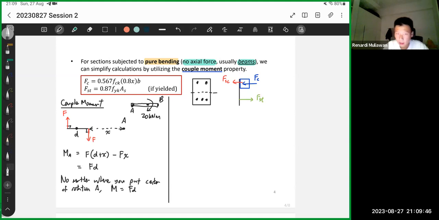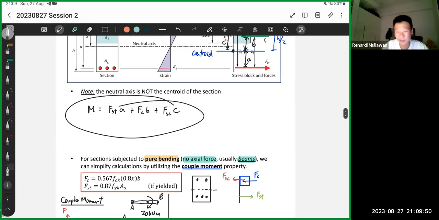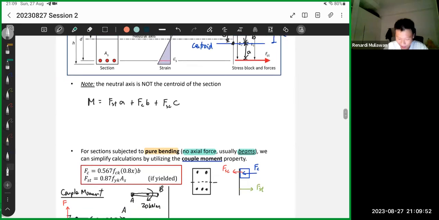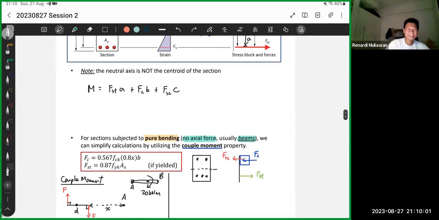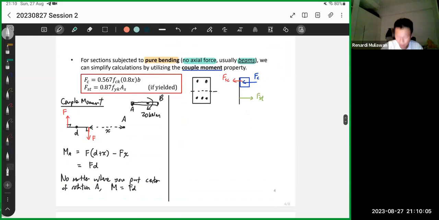Of course, I'm not going to do the long way. This will take a very long time. That's why I put the ABC. Actually, I put it in my cheat sheet. I will share with you once the quiz comes. But for beams, you can use the couple moment property. So what does this mean?